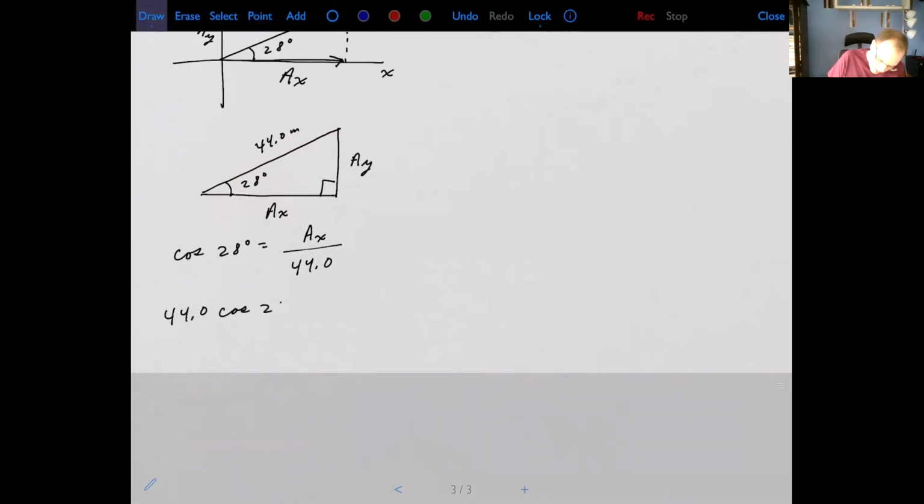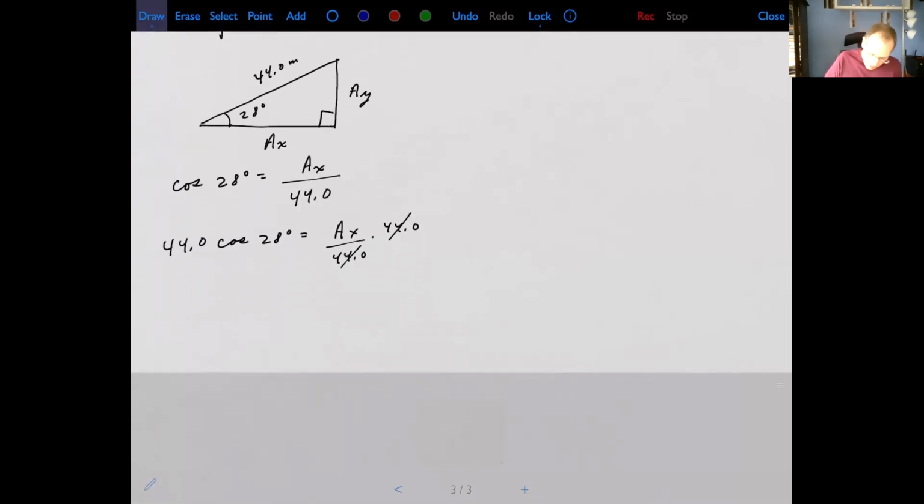I'm basically multiplying by the lowest common denominator to clear out the denominators. Right, so these cancel. And then finally, I'm going to get AX is equal to 44.0 times cosine of 28 degrees. And that turns out to be 38.85 meters.